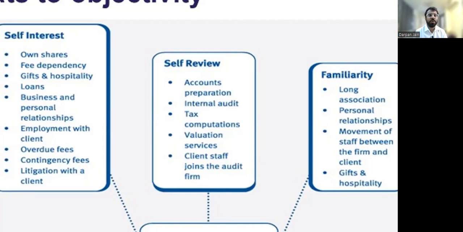So what should you do? You tell me what will be the appropriate safeguard in this case. If Atlas Private Limited is giving me 60% of my revenue, what should I do in order to make sure that Atlas Private Limited is not the only company which is giving me such large revenue? What should be the appropriate safeguard? Think.